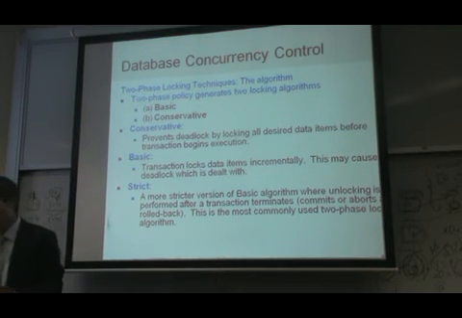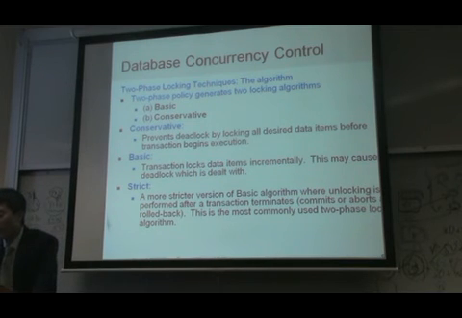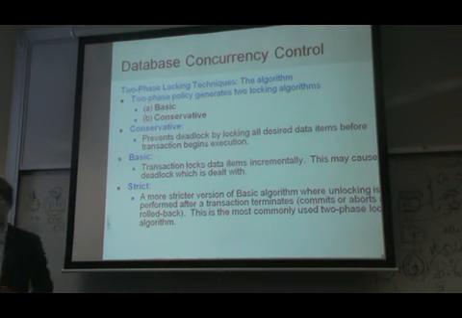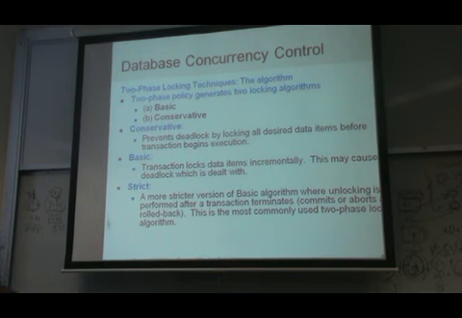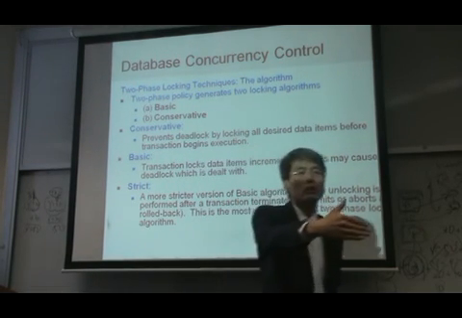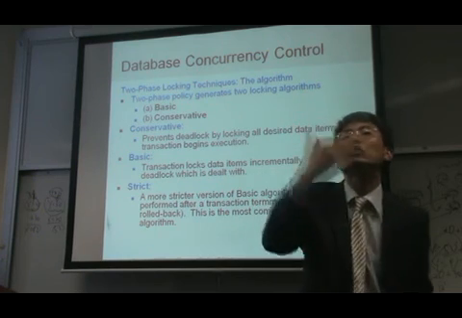The third version is based on the basic. Incrementally you can acquire the lock, but there exists a conflict situation. You need to solve that problem. That is the third version of the two-phase locking, strict. Basic is you can just proceed. Then if there's a lock, you just wait.